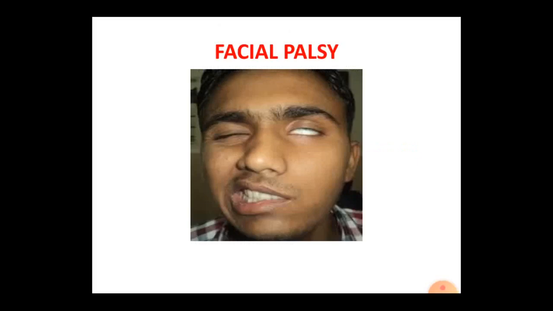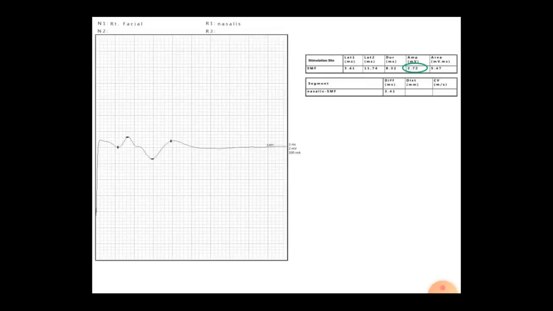Now let us see facial palsy. In this you can see that the patient is having one-side palsy. Now this is the report for the right facial nerve recorded from the nasalis muscle. So we have to see the amplitude, that is 2.72. Right side is normal for this patient, so 2.72 millivolt will be considered as the reference value.